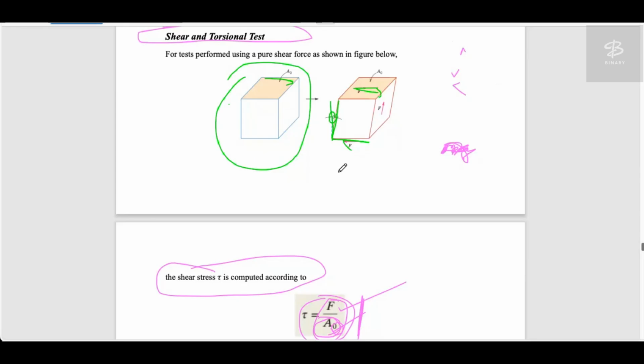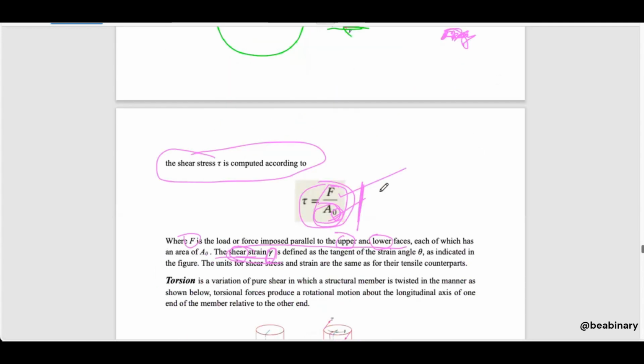But in case of shear, you have to measure the angle. Okay, how much angle it has moved. If you think about the top face and the bottom face, how much the top face has moved as compared to the bottom face will make an angle. That angle is known as your shear strain, which is denoted by gamma.